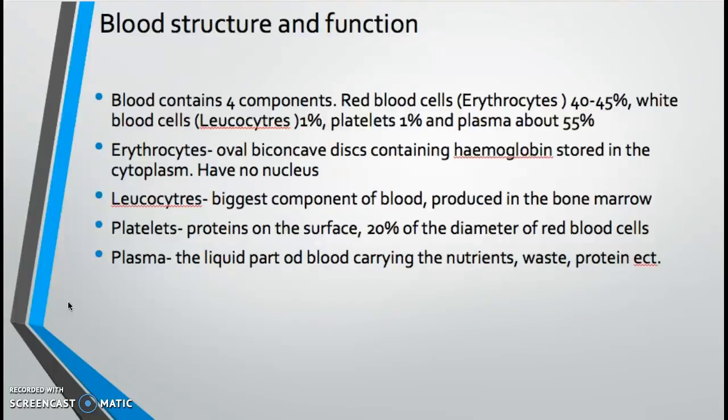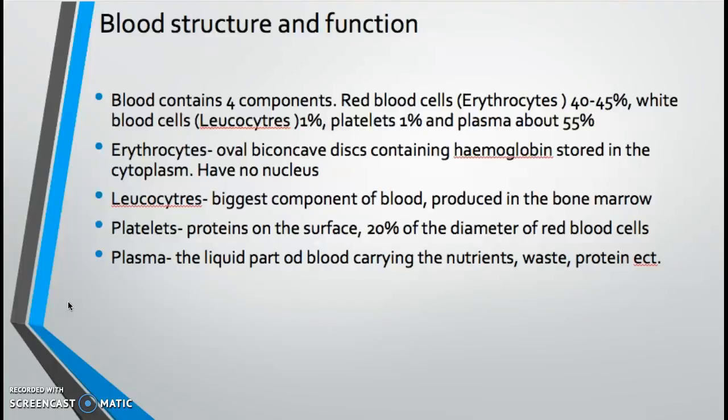So the red blood cells have another name called erythrocytes. They're oval, biconcave discs containing hemoglobin stored in the cytoplasm, and they have no nucleus, so they can have more space for hemoglobin to carry oxygen to the cells. Another word for white blood cells is leukocytes, and they're the biggest component of blood produced in the bone marrow, and they obviously prevent infection and kill pathogens.